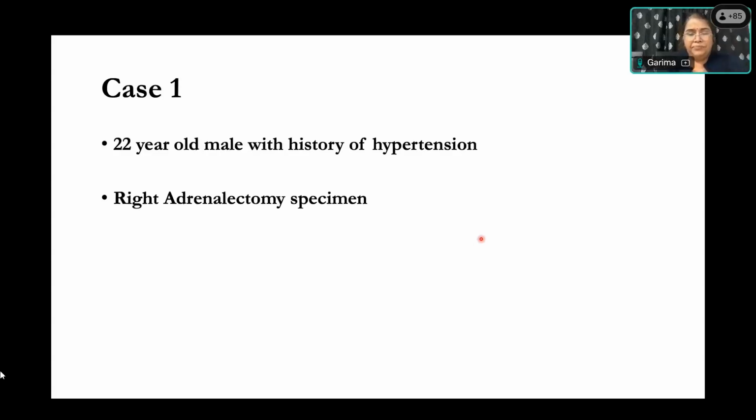Anybody else? Dr. Nahida, Hasti has answered pheochromocytoma. Why are you saying pheochromocytoma straight away? That may be the diagnosis. But when you get the history, what other lesions can cause hypertension from the adrenal?